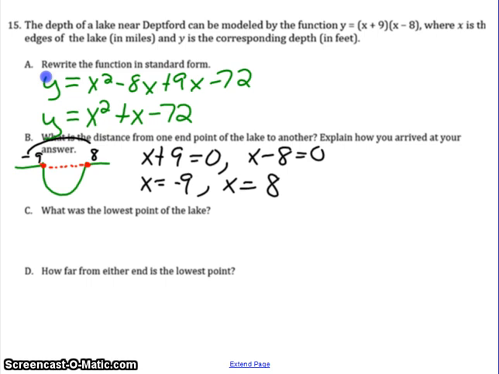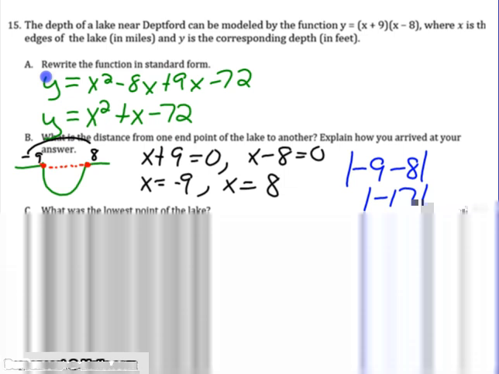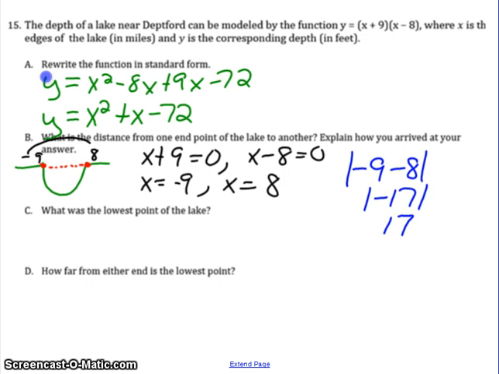Okay, distance. We're going to take the absolute value of negative 9, subtract 8. The absolute value of negative 17. They are 17 apart. 17. x is the edges of the lake in miles. So this is 17 miles.